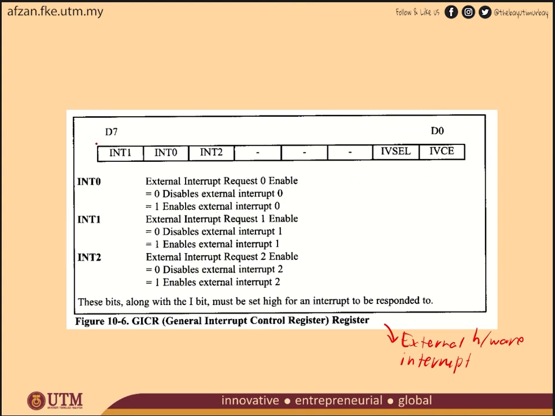You see here, the bits that you need to focus on are these 3 bits, bit 7, bit 6 and bit 5, in which bit 7 is for INT1, bit 6 for INT0 and bit 5 for INT2. Every time you put 1 here inside this GICR, it means that you're going to use that certain external hardware interrupt. For example, if you put 100, the rest we just ignore and put 0, it means that now you enable INT1. If you put 110, it means that you enable INT1 and INT0.